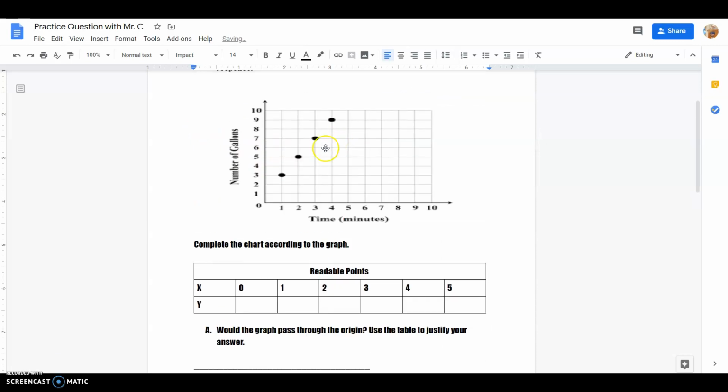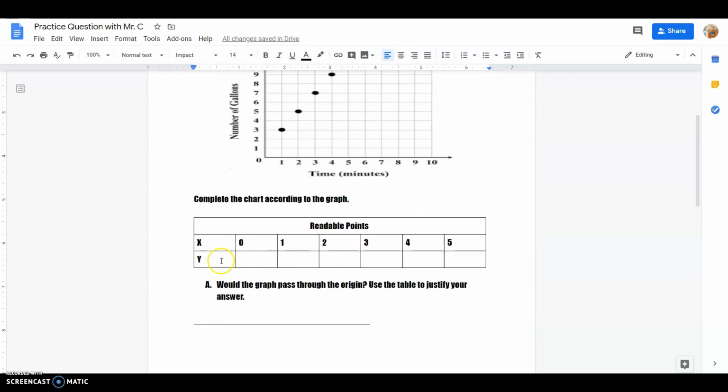So the easiest way for you to figure that out is by reading the graph and identifying each individual point. So let's look at this graph. You already see that this graph does not pass through the origin. Now remember, the origin is equal to 0, 0. Let's work with that later, and let's try filling out this table using the graph.